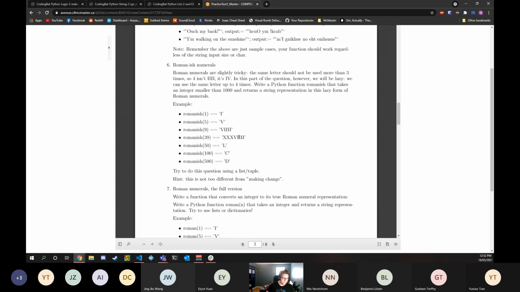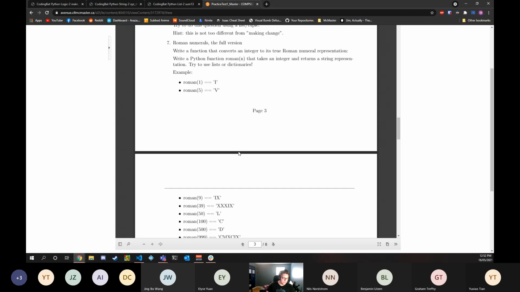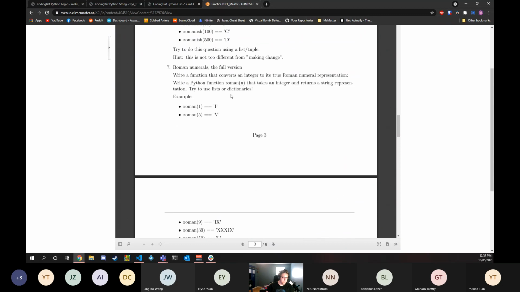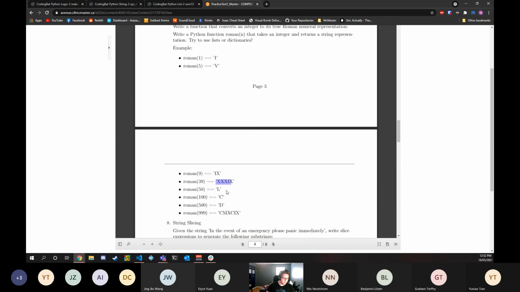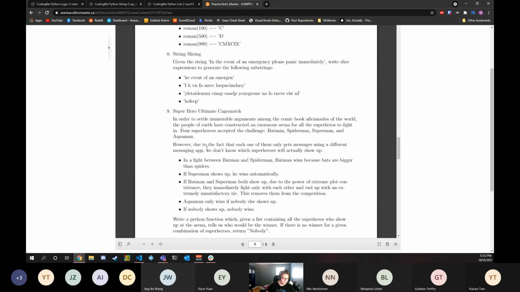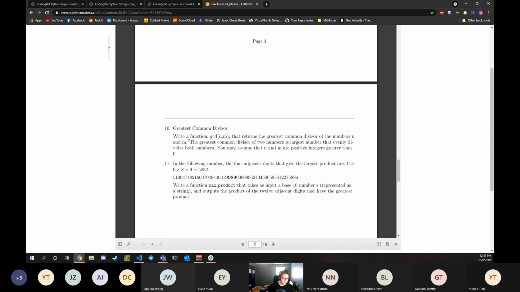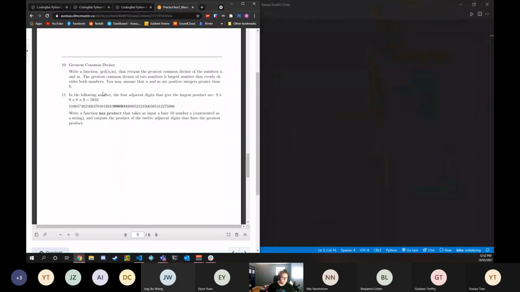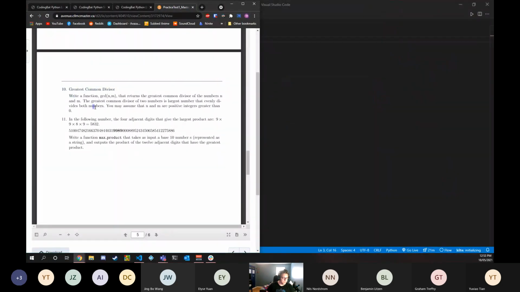The reason we say ish is because of this test case. I believe this is, yeah, Roman numerals, the proper version. String slicing, greatest common divisor. This is the first question I'm going to do. And then a fun product scanner. All of these questions are pretty helpful. However, we're only going to be covering a few of them. So the first one I'm going to cover is greatest common divisor.